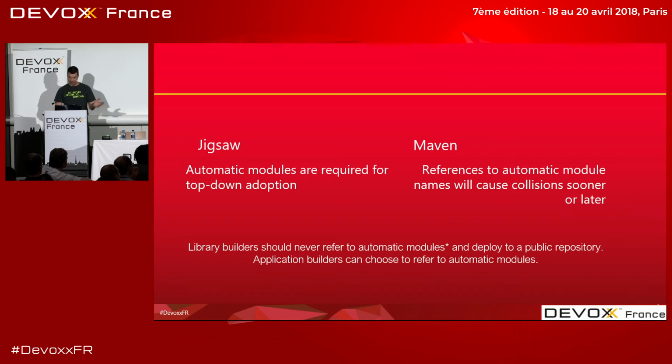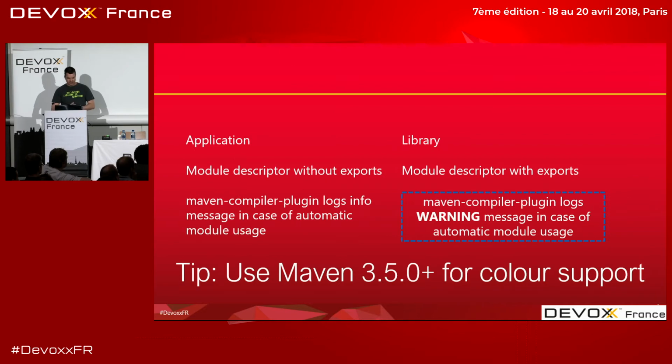On the other hand, application builders can choose to refer to automatic modules because they are probably, in the end, the only users of that jar. So in case of applications, we recognize them by module descriptors without exports because it's an application. They are not used by other applications, otherwise it would be a library. In that case, the Maven compiler plugin logs an info message that you are actually using an automatic module. However, if you are using a library, you get this great block around it and you get a real warning.